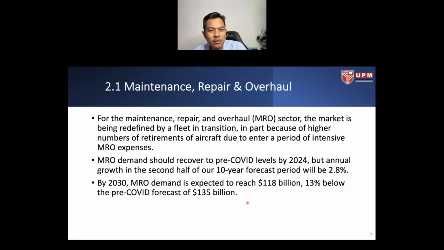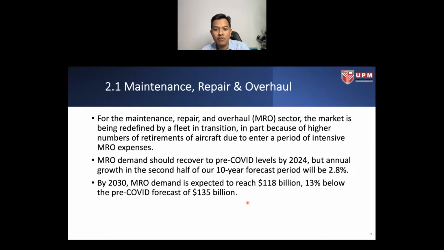Let us go into the discussion on maintenance, repair, and overhaul. Later on, I will share with you two reports with regards to the maintenance, repair, and overhaul outlook. Because if you search around in terms of the availability of reports compared to the other subsectors of aerospace, you can see that the MRO overall report or yearly report is readily available compared to aerospace manufacturing, system integration, engineering and design, as well as education and training.